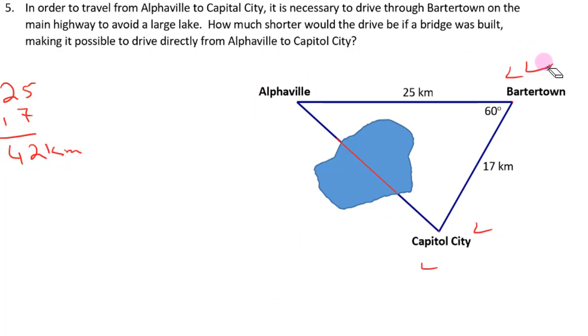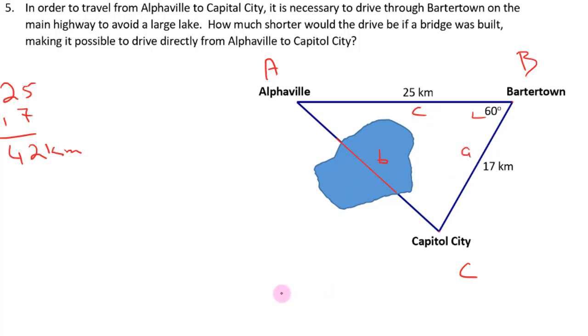To calculate the distance between these two cities, Alphaville and Capital City, we don't have a right angle triangle, which means we can't use our primary trig ratios. We are not given the side opposite the only angle that is given here, so that means we can't use our sine law. The only thing left is to use the cosine law. I'm going to label this triangle with A, B, and C, making this side, side B, this side, side C, and this side, side A.